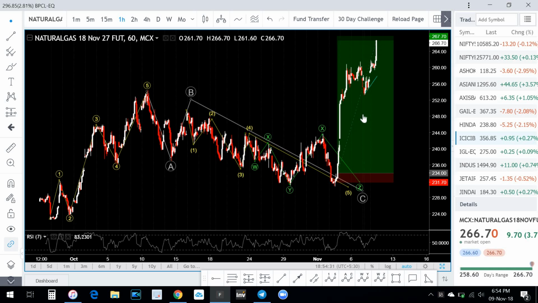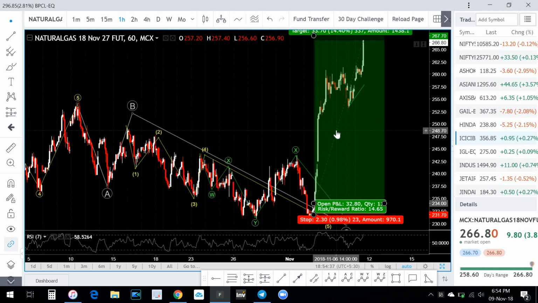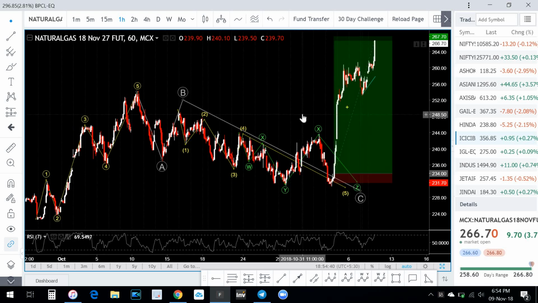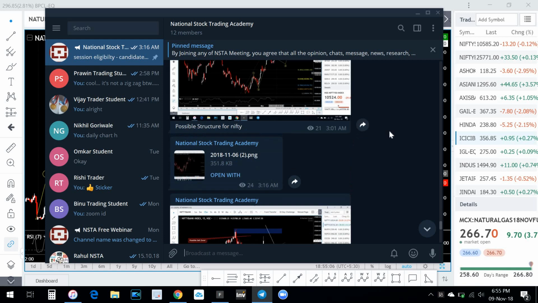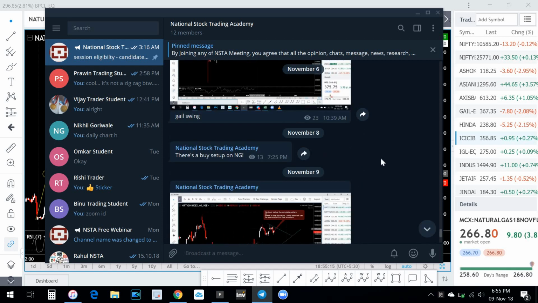You see over there, this is I think a 1:14 kind of trade, almost 1:15. So it's very much possible. This is just one example. I exited the trade somewhere here, but the story is not finished. Yesterday the evening market was open, and I saw the structure, and I was away from the computer. So at least I said, no problem, let me send the trade to my students, so at least they will get the update. And you see 8th of November over there, there's a buy setup on NG.